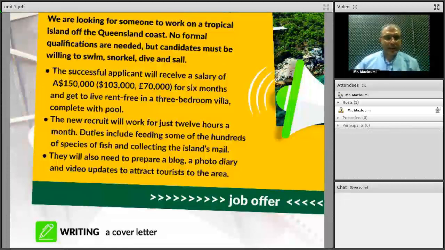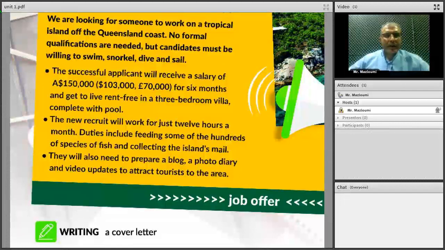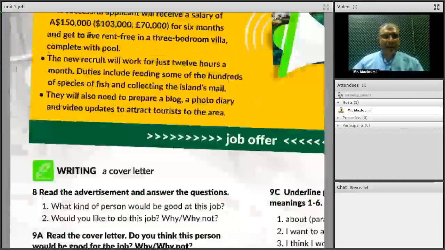So the successful applicant, the job seeker, the new recruit will receive a salary. Salary means monthly payment, your monthly income, which is about 150,000 Australian dollars, 103,000 US dollars, and about 70,000 pounds. And the applicant is going to work for 6 months. The applicant will live rent-free. Rent-free means he or she doesn't need to pay rent in a 3-bedroom villa, a villa that has 3 bedrooms, complete with pool. And this villa has a swimming pool.